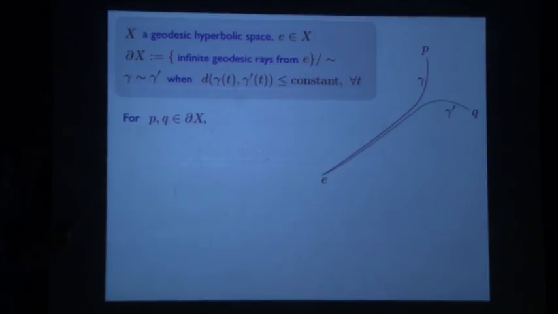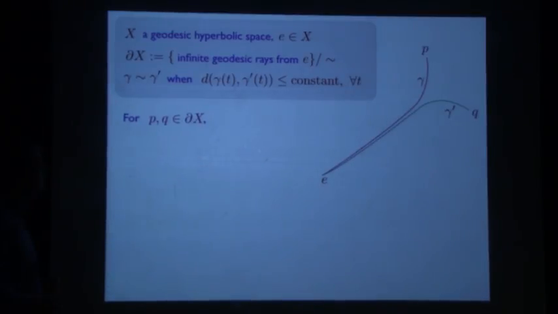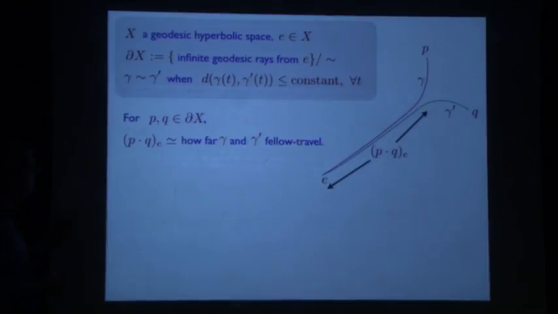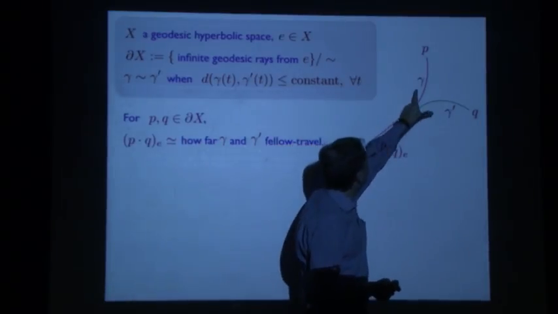So if we've got two points in the boundary, represented by a pair of geodesics, I want to define a metric on this boundary. First, we need this notion. This is called the Gromov product, P dot Q, with respect to E. Oh, and I should say the boundary here doesn't depend on the base point. Anyway, P dot Q with respect to E is, roughly speaking, a record of how far these fellow travel.